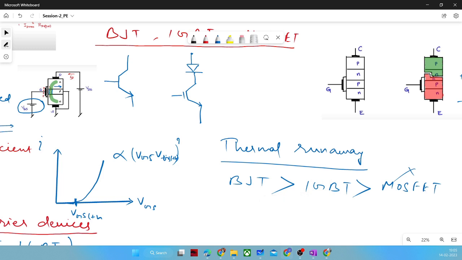By seeing the values in the problem, we found that switching losses were dominant. After that, conduction loss, and the off-state loss was very small.